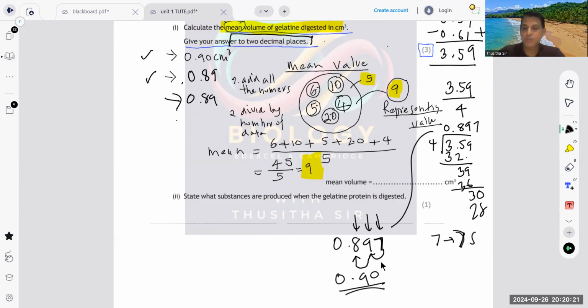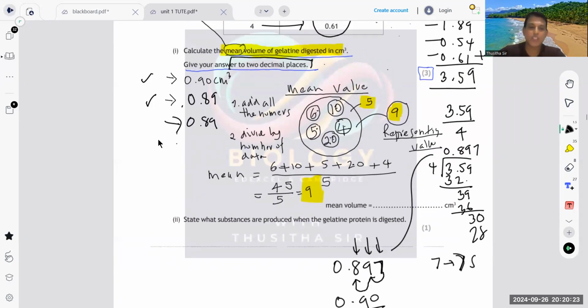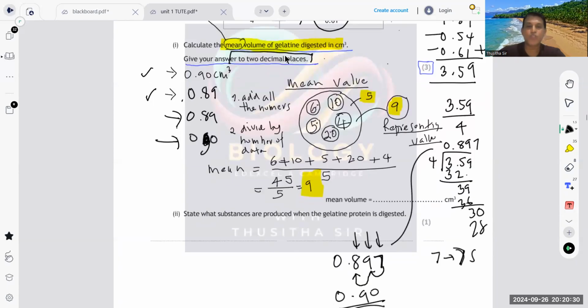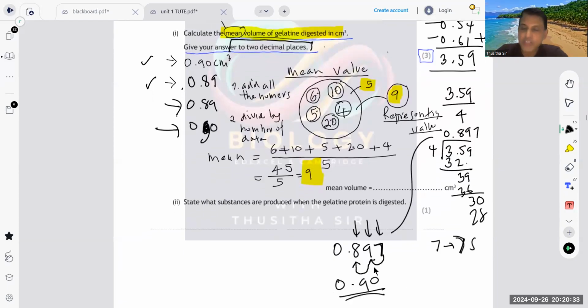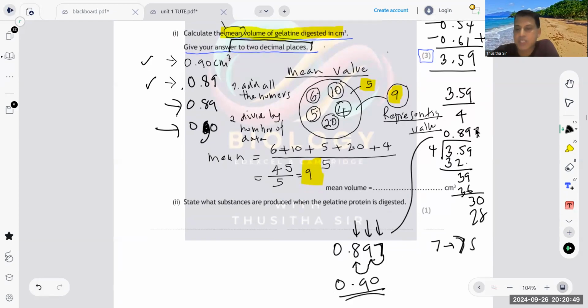So the most correct answer is 0.90, after we rounded up to 2 decimal places. That's called rounding the numbers to 2 decimal places. This is your first lesson in your maths. If you take your maths book, rounding numbers is the first lesson. So most of them end up with 8, 9, 7, and 0.897 rounded up is 0.90.